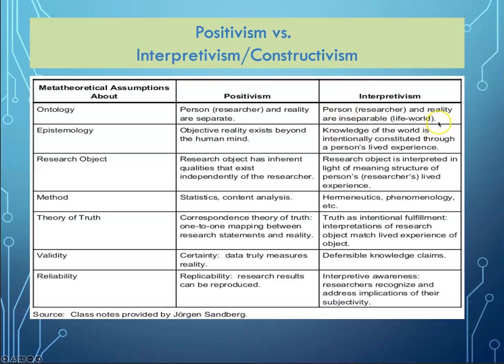In interpretivism, the researcher and reality are in fact inseparable. So the researcher brings their experience to the question being asked, and while they may bracket that experience, nevertheless they recognize it as a part of how they come to understand how someone else comes to understand that same phenomenon. So there's this coming together of understandings. In epistemology, in positivism, objective reality exists beyond the human mind. It's outside, again, of the person.